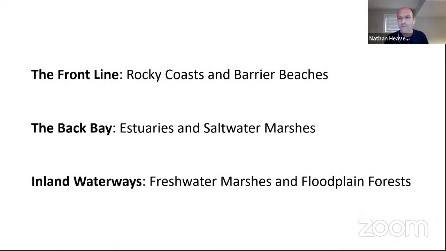So I've broken down the bulk of the presentation into these three categories here. I'm just calling them the front line, from the Rocky Coast to the barrier beaches; the back bay, which are estuaries and saltwater marshes, which I think is roughly the context you're working in for your studio; and inland waterways, or freshwater marshes and floodplains. And we're going to talk about the structure of each of these a bit, and the experience that some of the plants that grow in them provide for us.